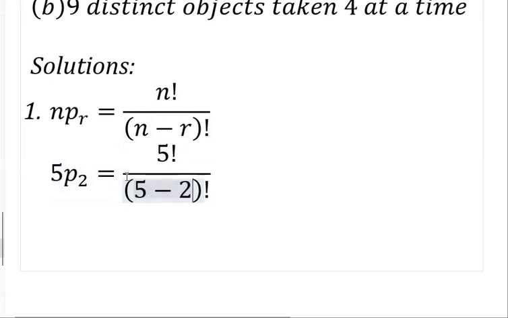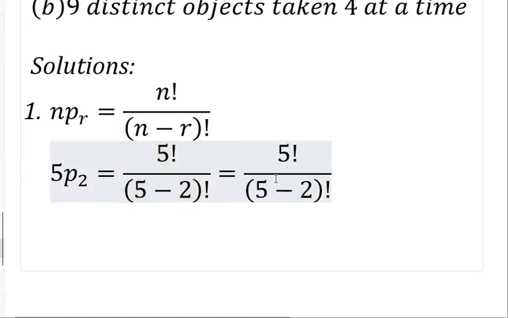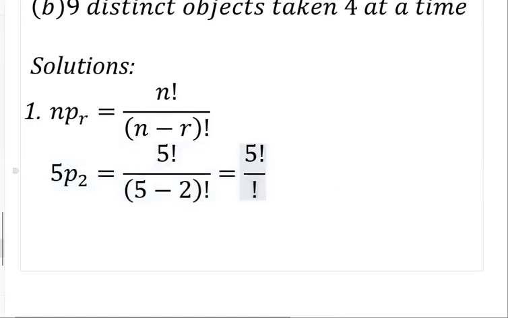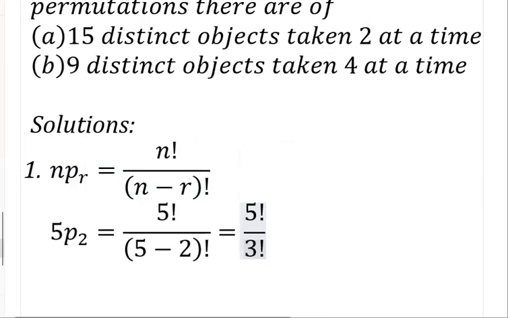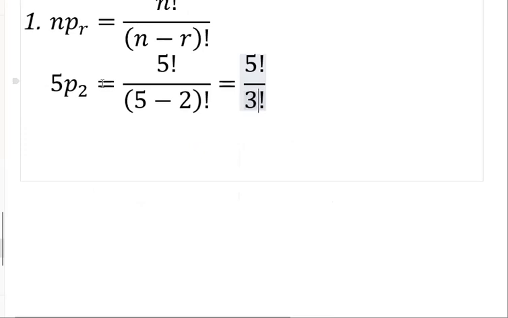Very good. So with this, we can now say our 5 minus 2 here will give us what? 3. So here we have 3 factorial. Awesome. So with this now, I can forge ahead. We can answer our 5 permutation 2 to give us what?